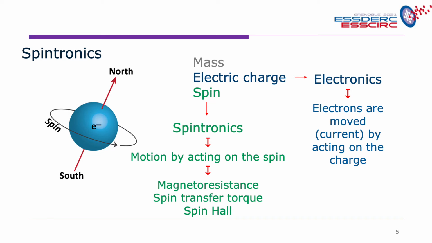So it includes the electron charge, which gives us electronics, or it can be the spin, which is famous for spintronics, which acts on the spin. Such exploitation of the electron spin can be used in different devices, such as magnetoresistors, spin transfer torque, spin Hall, and other devices.